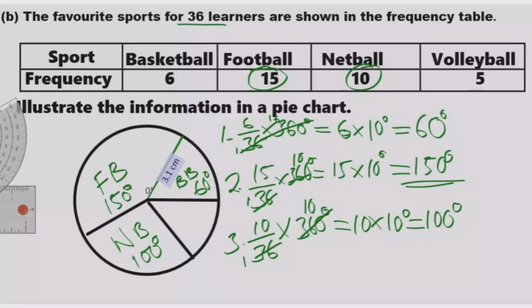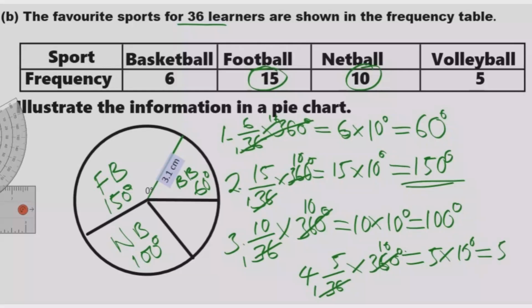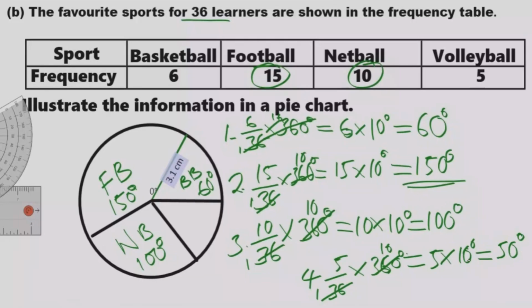We're going to write, I'll call this one number 4. Then we're going to have 5 over 36 times 360 degrees. Then, as usual, here it's 1, here is 10. Okay, then 1 into 5, it will be 5 times 10 degrees, which will give us 50 degrees. That should be the size of that remaining angle.